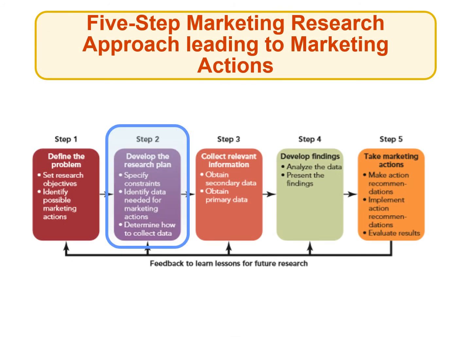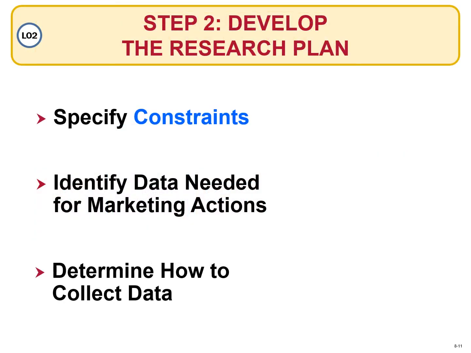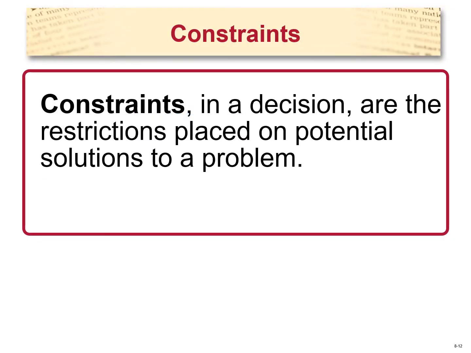So our step number 2 in marketing research is developing the research plan. In order to develop the research plan, the first thing that we should do is specify constraints. And what do we mean by constraints? These are the restrictions placed on potential solutions to a problem. So we want to provide a solution to the coffee shop owner, in order to increase their sales, let's say, but we want to first know what are their constraints.